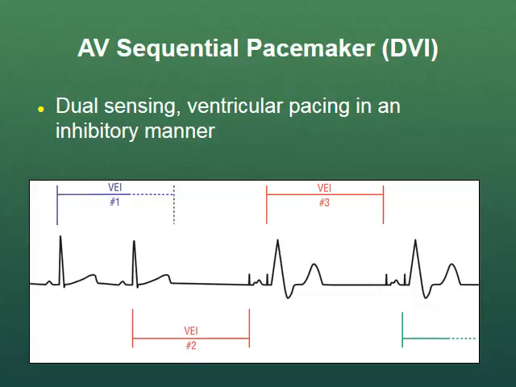AV sequential pacemakers are dual sensing. They have a wire in the atrium and in the ventricle, so they basically provide your full range of conduction through the heart. They stimulate the atrium, then slightly later they stimulate the ventricles. So here you have an example of what that would look like on an EKG. You see the pacemaker spike in front of the P wave, and you see the pacemaker spike in front of the ventricle.